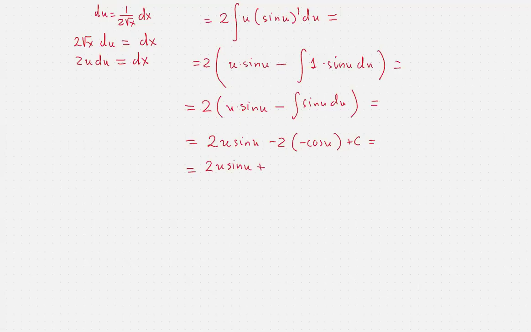And we shouldn't forget to go back to our original variable. So that's 2 square root of x times sine of square root of x plus 2 cosine of square root of x plus c. And that completes our integration.